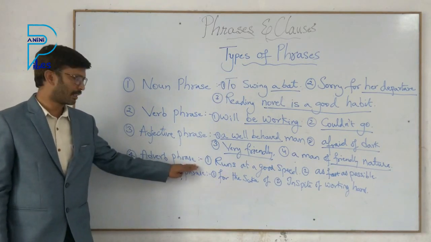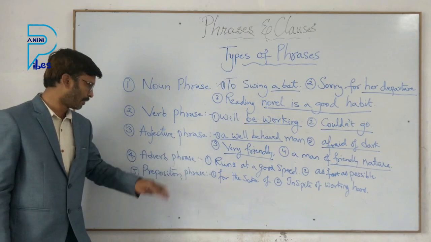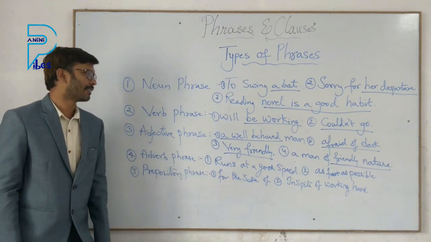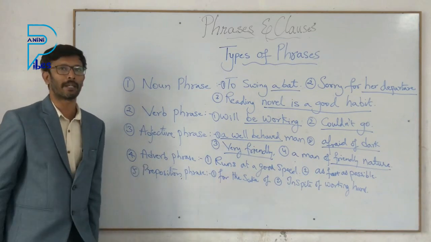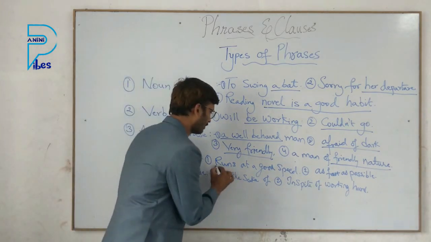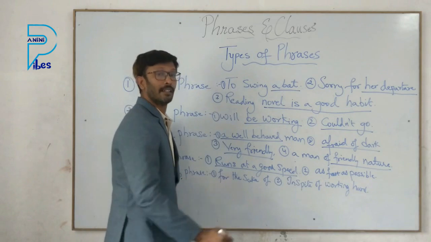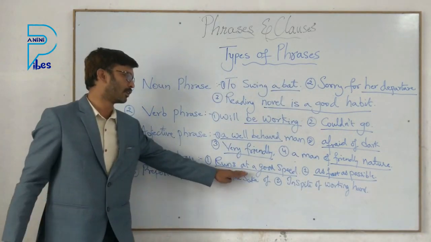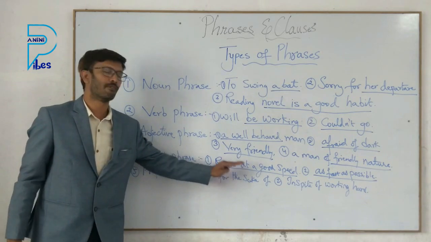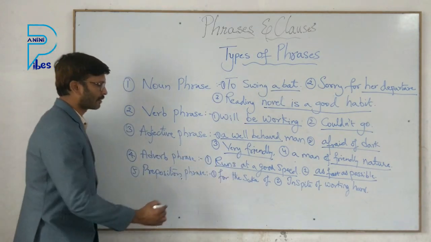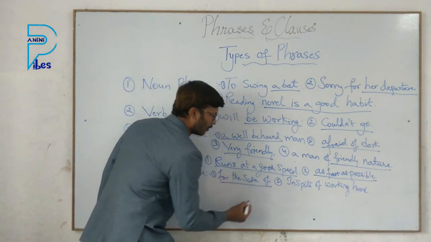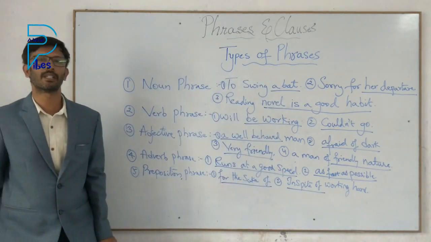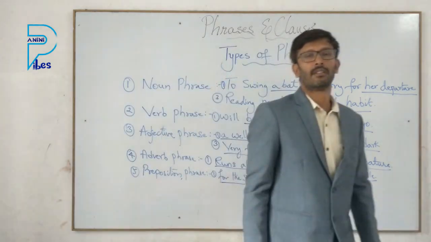Now let us go with the examples of adverb phrase. Runs at a good speed, as fast as possible. So here these words are showing the adverb phrase. And prepositional phrase: for the sake of, in spite of, working hard. These come under the types of phrases.